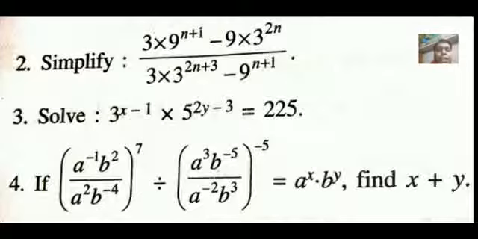Next question. If a to the power minus 1 b to the power 2 divided by a to the power 2 b to the power minus 4, whole power 7, is whole divided by a to the power 3 b to the power minus 5 divided by a to the power minus 2 b to the power 3, bracket whole bracket minus 5 is equal to a to the power x into b to the power y.